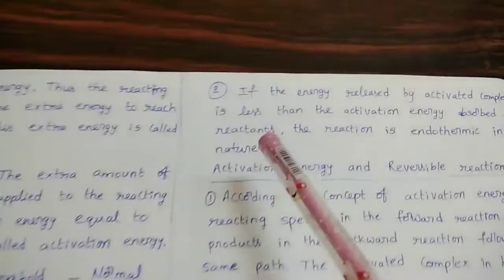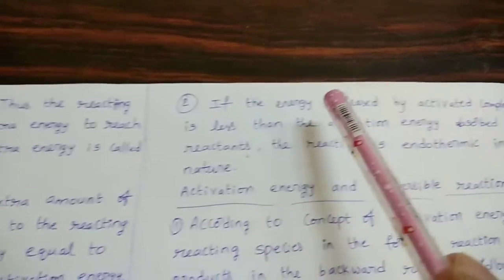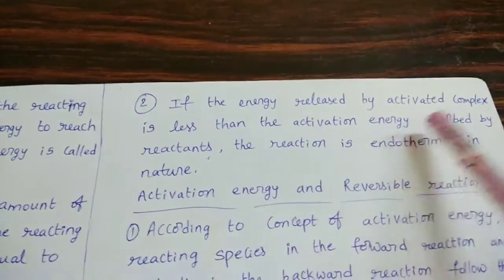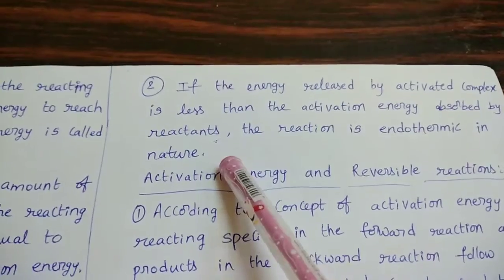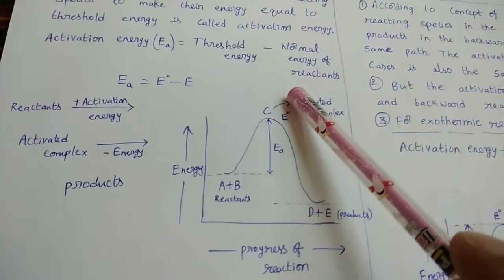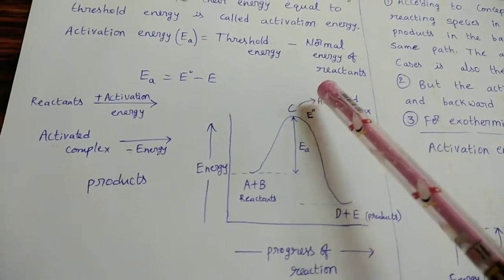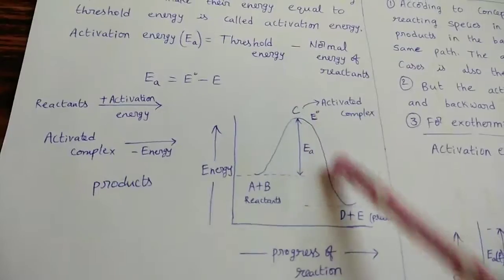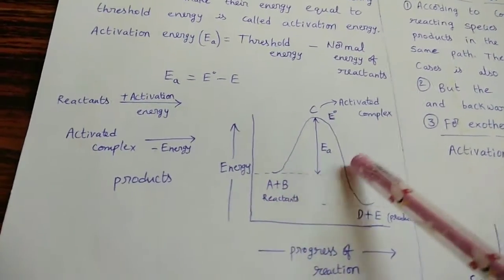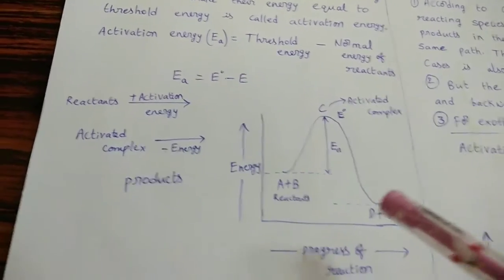Now another condition: if the energy released by the activated complex is less than the activation energy absorbed by the reactants, the reaction is endothermic in nature. That means this activated complex releases less energy than the activation energy of the reactants. In that case, the reaction is said to be endothermic in nature.